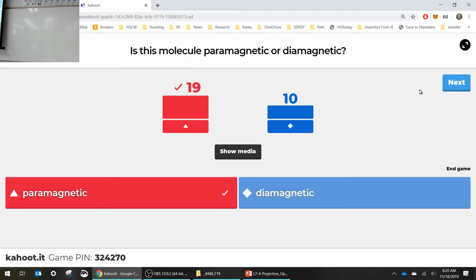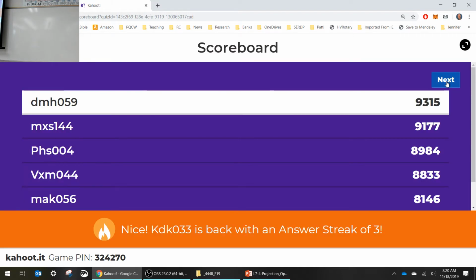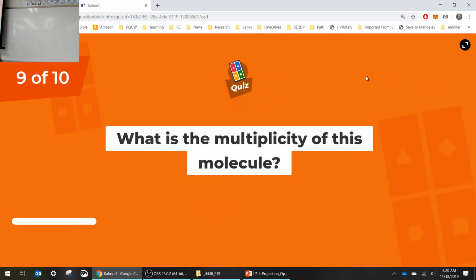So what is diamagnetic? Then it's the paired up. So non-magnetic. Yeah, I don't know why they use para and dia. Yeah, exactly. No idea. So 9 out of 10 here.